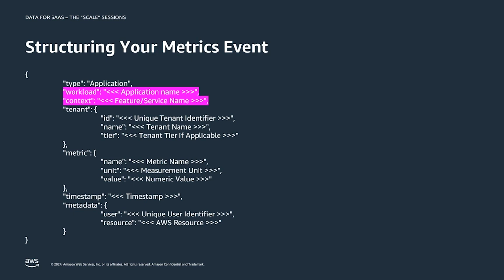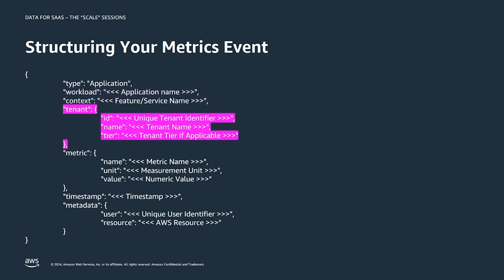Then we move on to the workload and context. And this is where you can go down at a more granular level and use the workload field to capture such things as the application name, which could be product application. And the context for that could be drilling down to the workload further, such as the product service or catalog service within the product application.